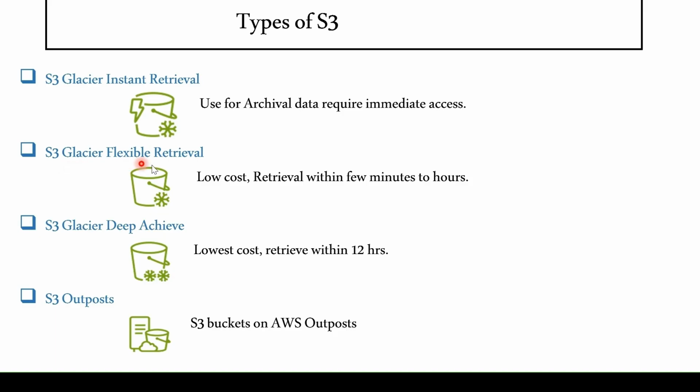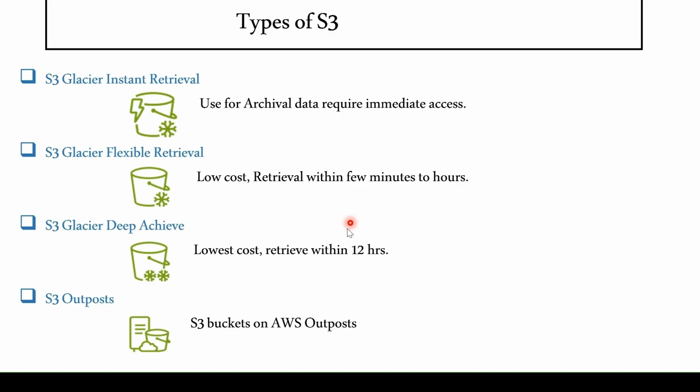Here we have S3 Glacier Flexible Retrieval, which will also store the archival data which we are not using on a daily, weekly or monthly basis, but when we want it within a few minutes or hours. Meaning we can wait for a couple of hours or minutes for that data to get retrieved. In those cases we can use Flexible Retrieval, and as compared to the other Glacier option, this is a low-cost option.